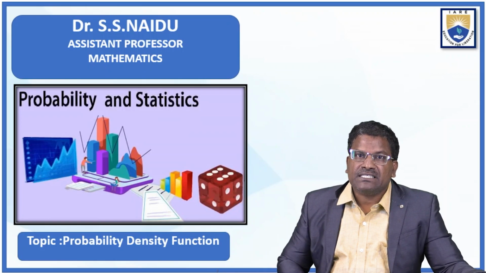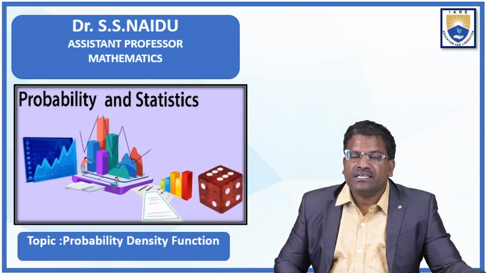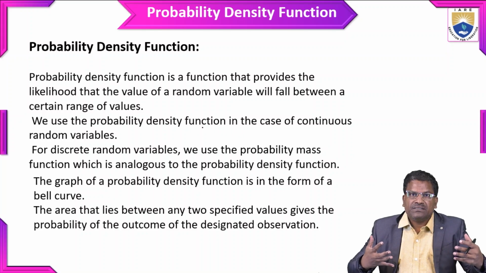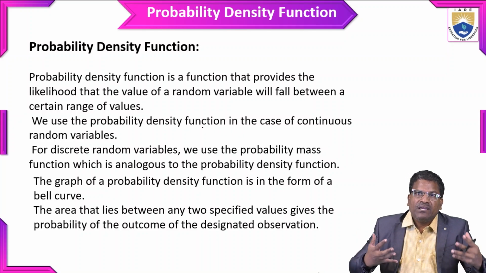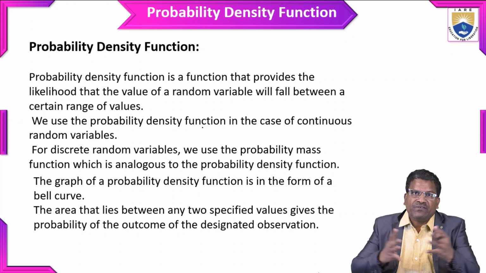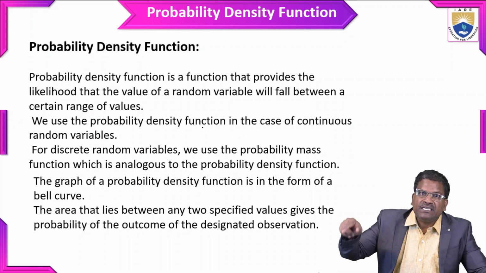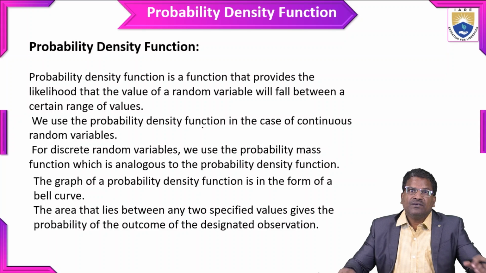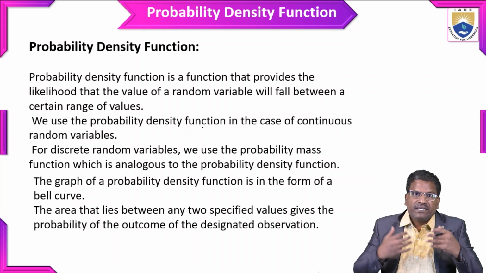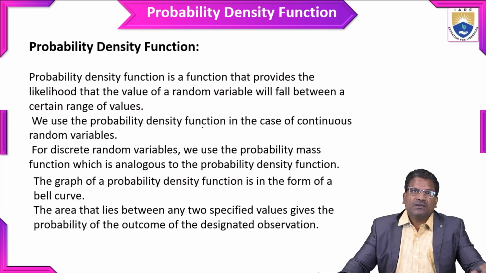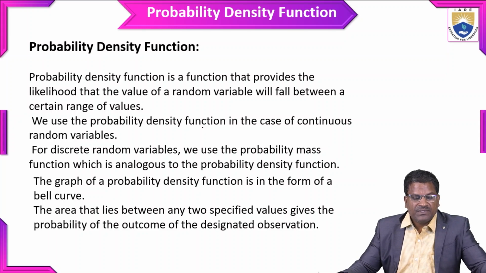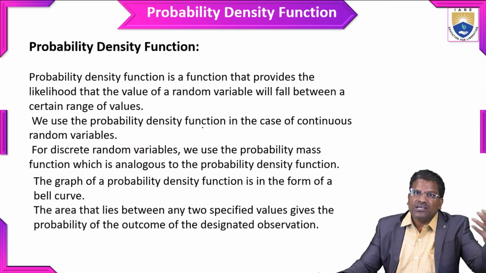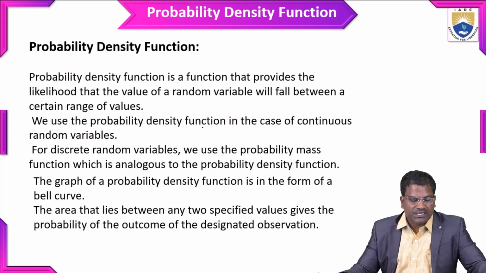Now let us see its structure. The probability density function is a function that provides the likelihood that the value of a random variable will fall between a certain range of values. Why? Because it is defined for a continuous random variable. So we use the probability density function in the case of continuous random variables. For discrete random variables, we use the probability mass function, which is analogous to the probability density function.